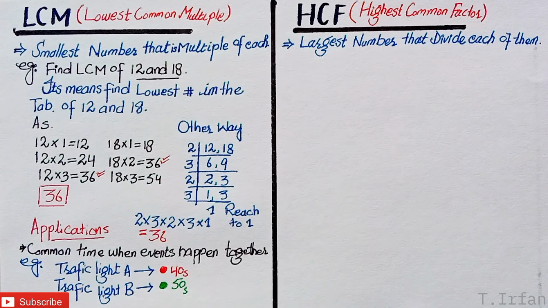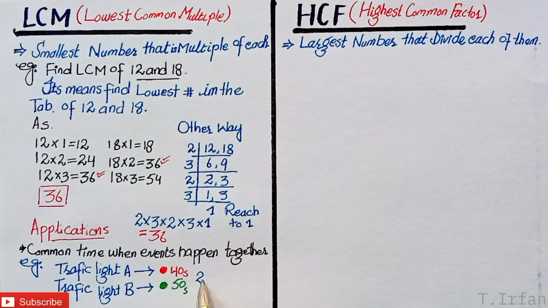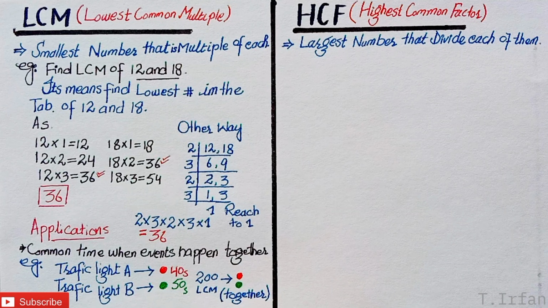For this we have to find the LCM, which is 200. So after 200 seconds both lights will turn on together. So in this way LCM tells us the common times when events happen together. And HCF, highest common factor, is the largest number that divides each number exactly.